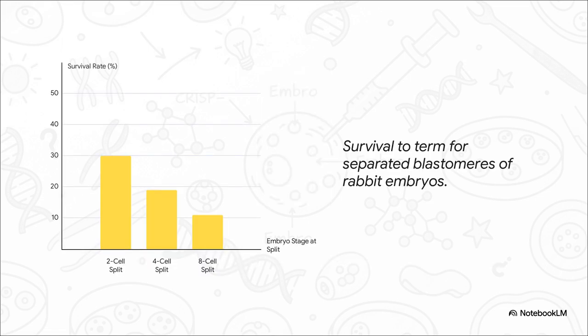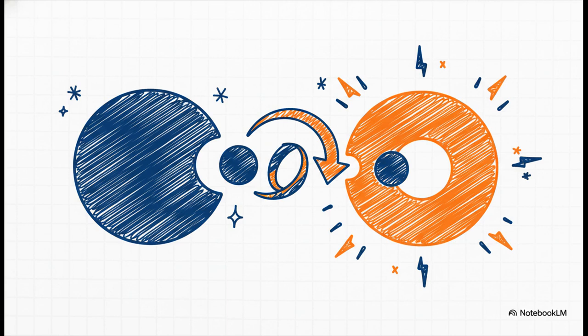But there's always a catch, isn't there? This technique has its limits. While you can split an embryo, the survival rate drops off, and it drops off fast, the more you divide it. So if you split a 2-cell embryo, each half has about a 30% chance of making it to birth. But if you wait until it's at the 8-cell stage and then split it, that rate just plummets to 11%. There's a real biological cost to each division. So you can see the problem, right? Splitting only gets you so far.